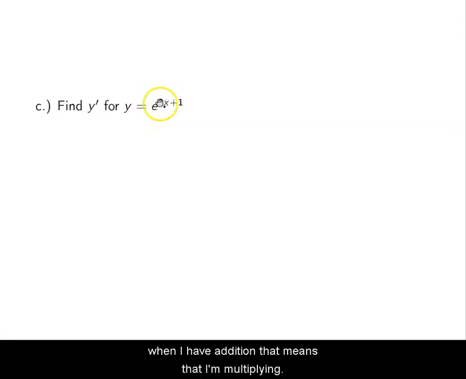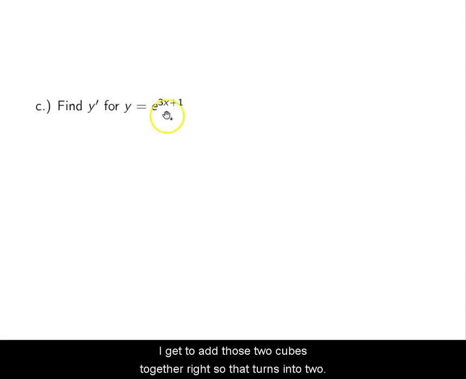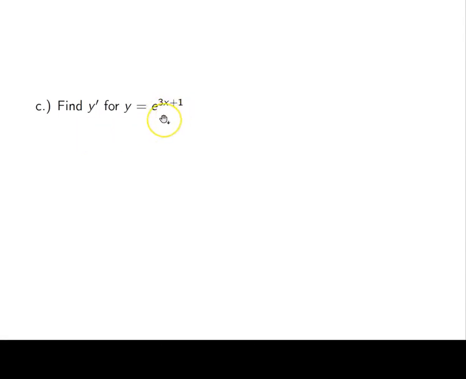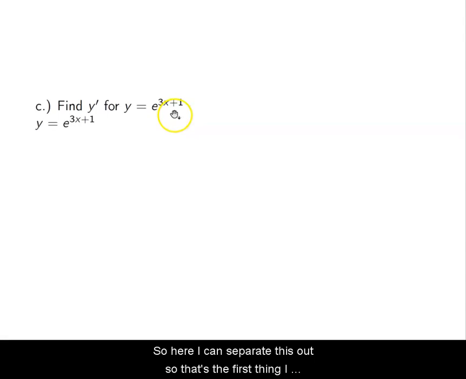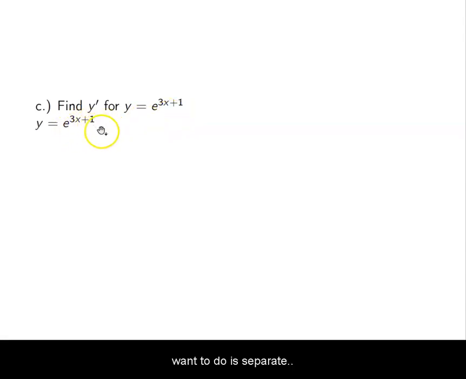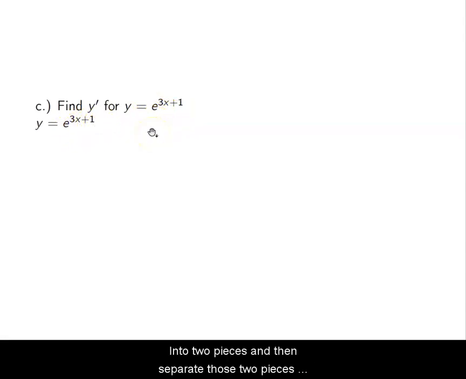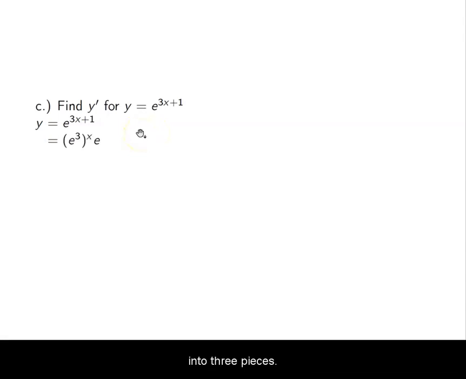So I know that when I have addition, that means that I'm multiplying one of my base to a power times another of those bases to a power, right? If I have x cubed times x cubed, I get to add those two cubes together, right? So that turns into x to the 2 times 3, right? Because there's 2 of them. So here I can separate this out. So that's the first thing that I want to do, is separate that into 2 pieces and then separate those 2 pieces into 3 pieces. So what do I mean by that?